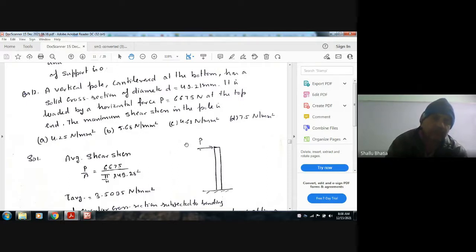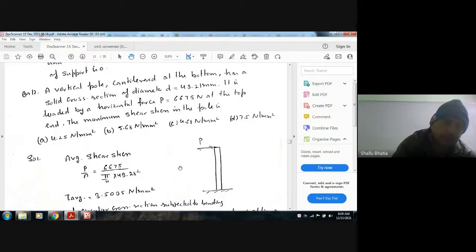It is loaded by a horizontal force P of 6675 Newton at the top, and the maximum shear stress in the pole is: A 4.25 Newton per mm square, B 5.68 Newton per mm square, C 4.68 Newton per mm square, D 7.5 Newton per mm square. Okay, so this is the 6675 load acting on the vertical pole of length L.